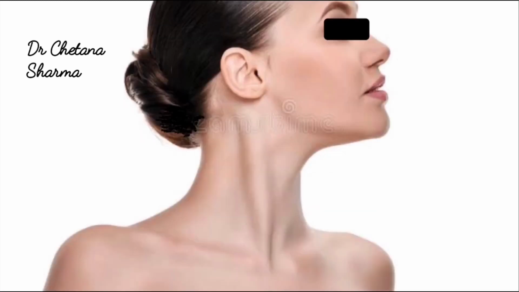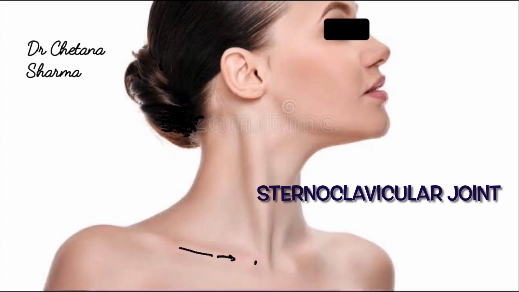For surface marking of carotid arteries, we will mark 4 points. For first point, you need to palpate clavicle bone and move your finger towards medial end of clavicle. Near the medial end of clavicle, you can easily palpate sternoclavicular joint. Mark this joint as our first point.